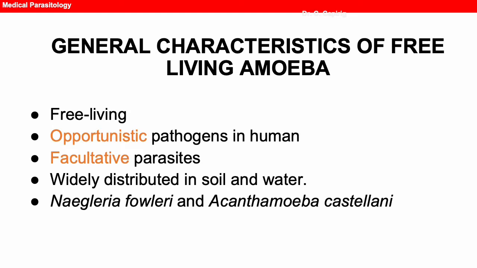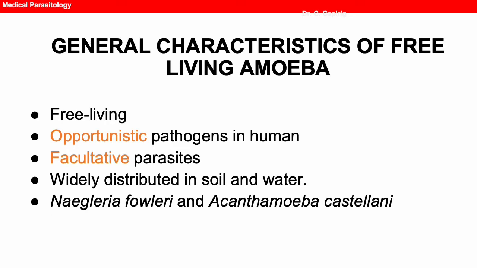Generally, the characteristics of free-living amoeba is that, of course, from the name itself, they are free-living. They do not live inside the intestinal lumen. They are opportunistic pathogens in humans, and they are facultative parasites. When you say opportunistic, if a person gets immunocompromised, they are at risk of getting infection. But if you are a healthy, normal person with a good immune system, most likely you don't get this infection.